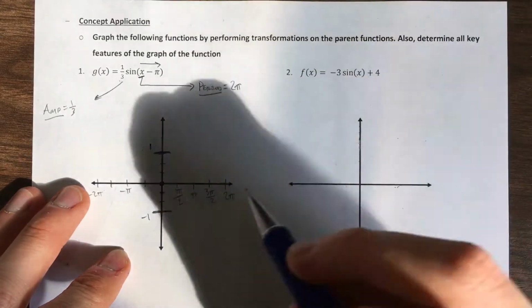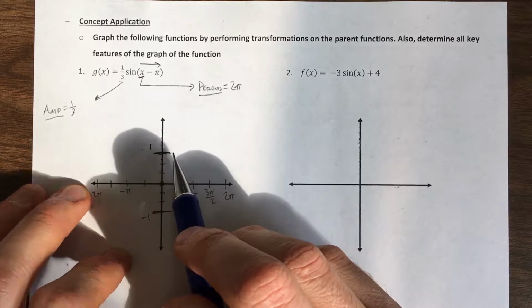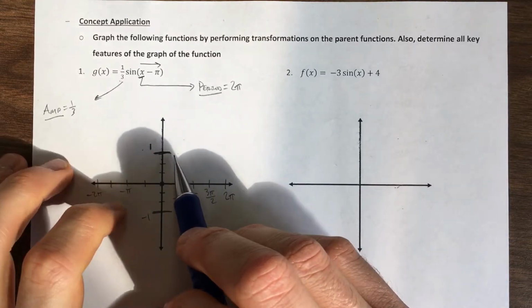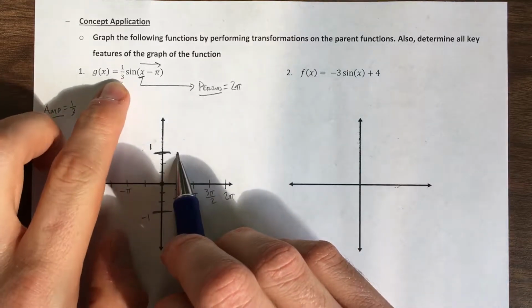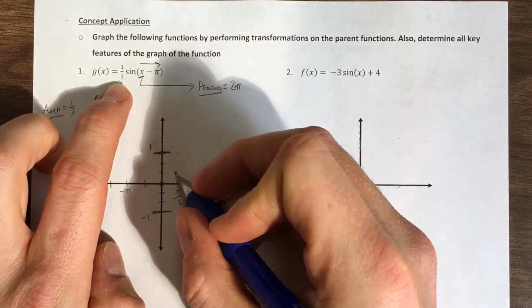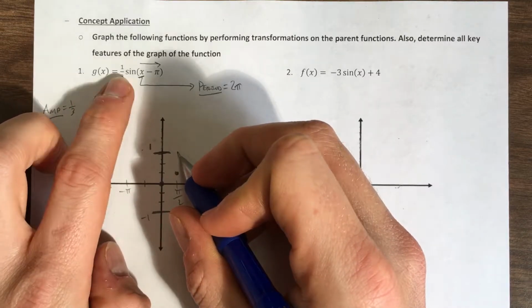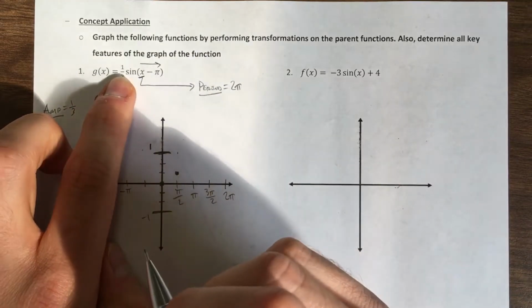Then the parent function for sine usually goes up to 1. But I'm recommending, because I think it'll be easier on the transformations, to take that 1 and multiply by 1/3. 1 times 1/3 would be 1/3. So instead of putting it at 1, because we were going to multiply by 1/3, put it at 1/3.